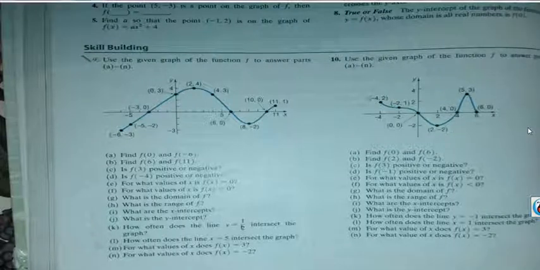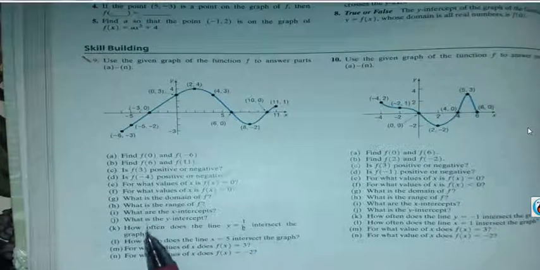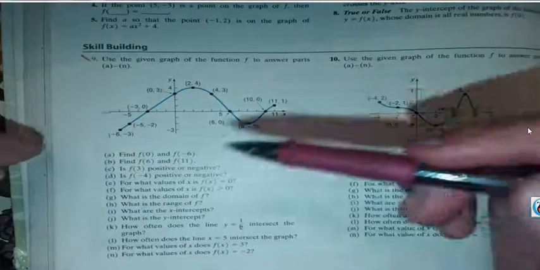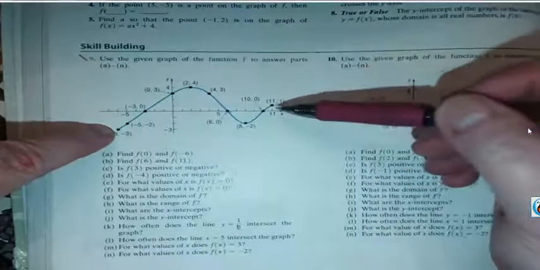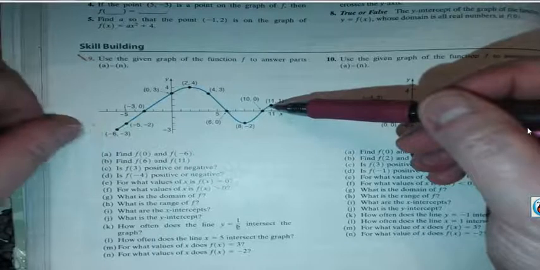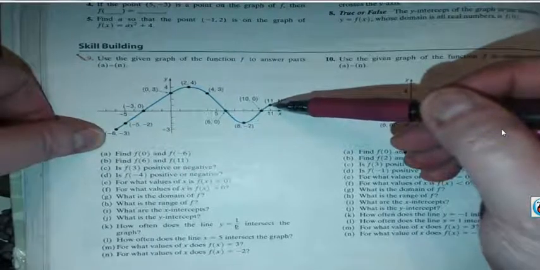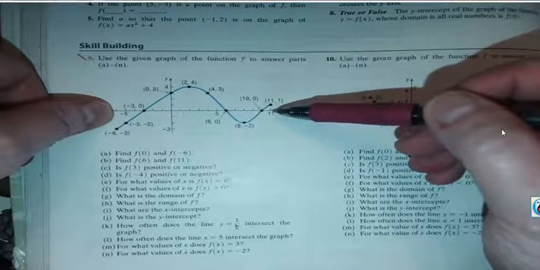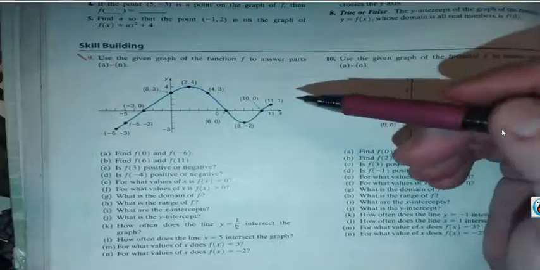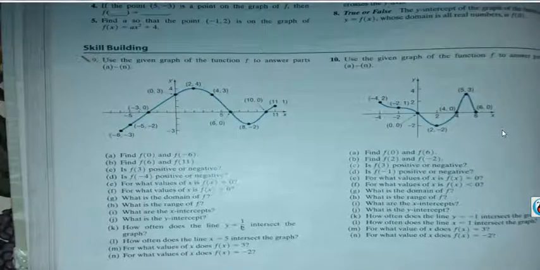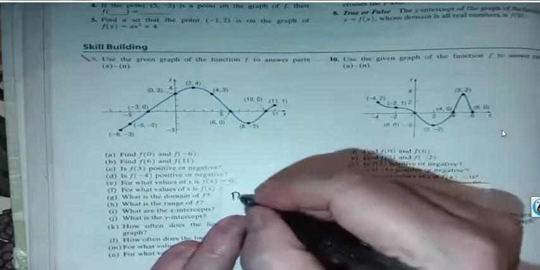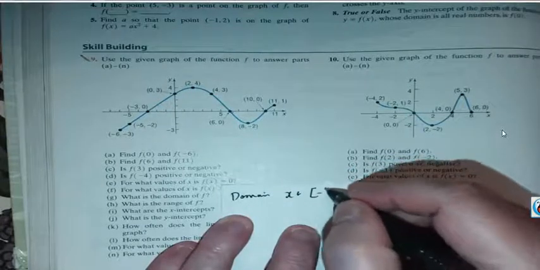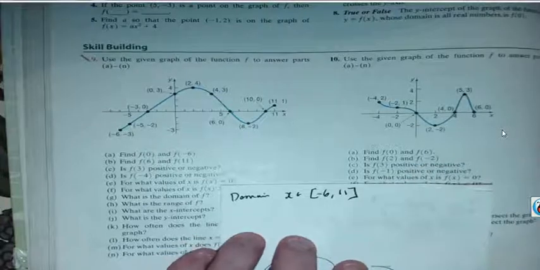What is the domain of f? Well, the domain of f, you use the x-axis to measure how wide. Where's the leftmost point? Here. Where's the rightmost point? Here. So the domain is the allowable x values. What x values are allowed? When x is between -6 and 11 inclusive. So the domain is when x is between -6 and 11 inclusive.